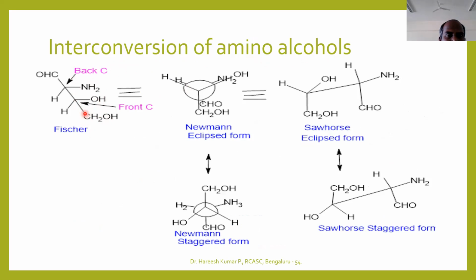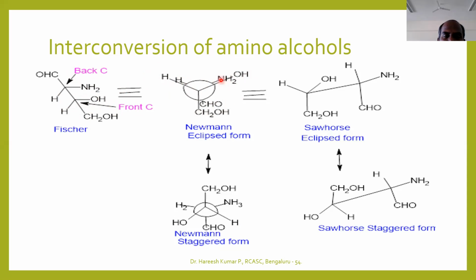So as usual, when you are converting a Fisher projection formula into a Newman projection formula, what you can do, you can write CH2OH here. Right hand side OH group is there, that you can write here. Left hand side hydrogen is there, that you can write here. And CHO down, this is the one. And right hand side NH2, this is the one. Left hand side hydrogen, that is this one. So this is how you can convert a Fisher projection formula into a Newman projection formula.